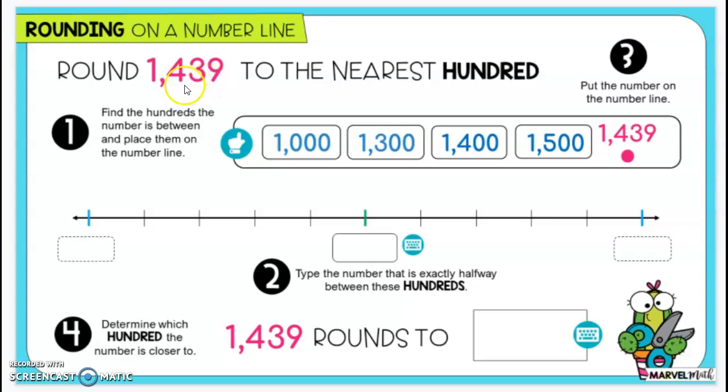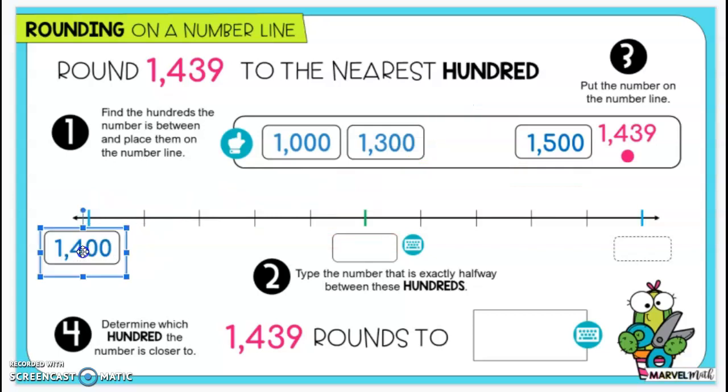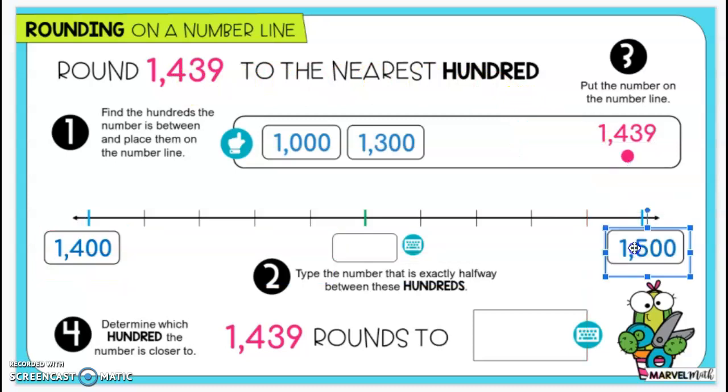To determine what numbers will be between 1,439, we need to look right here at this 4 in the hundreds place. We need to put 1,400 at the beginning of the number line, because our number 1,439 has a 4 in the hundreds place, making it 1,400 to begin with. After 1,400 comes 1,500, because 5 would be our next number after 4 in the hundreds place.